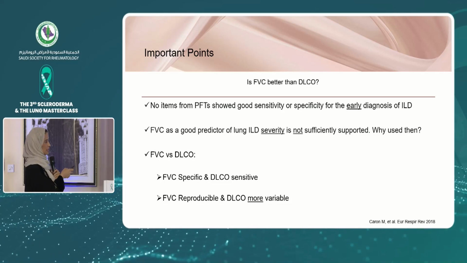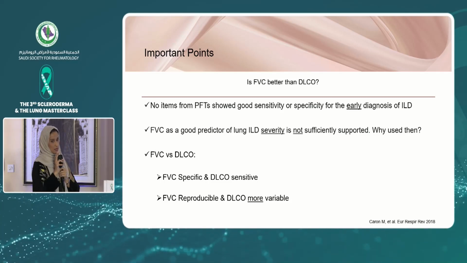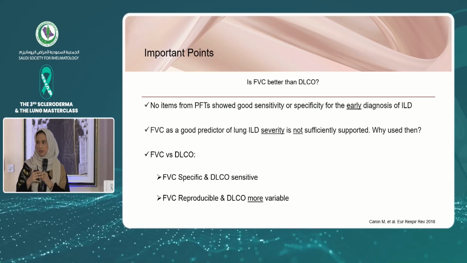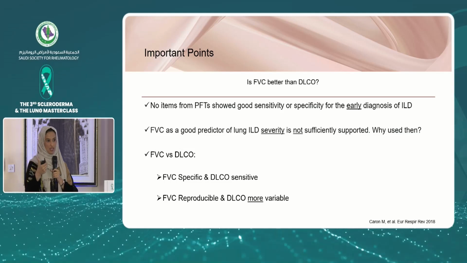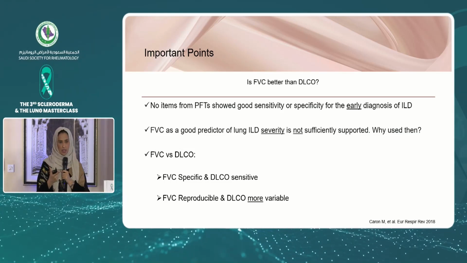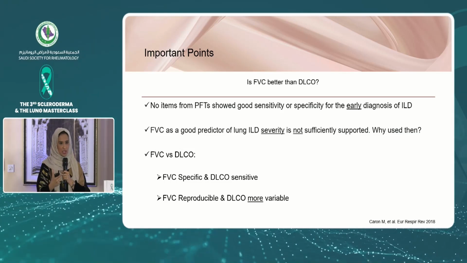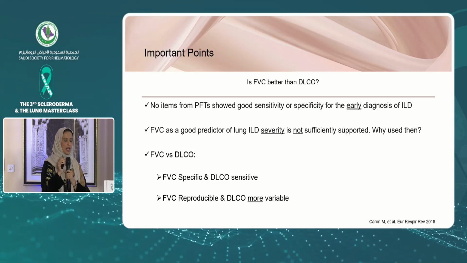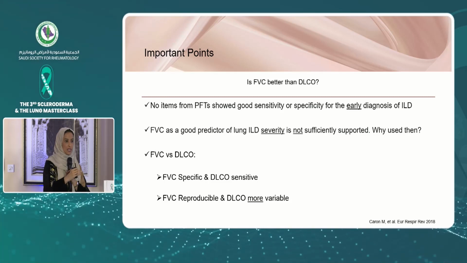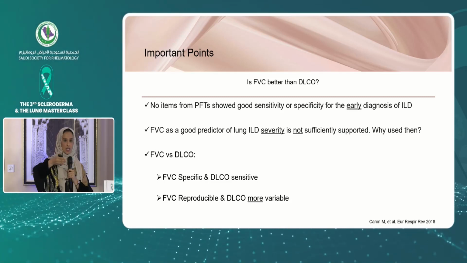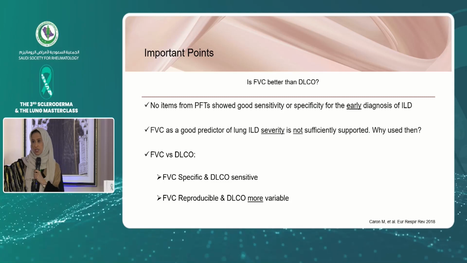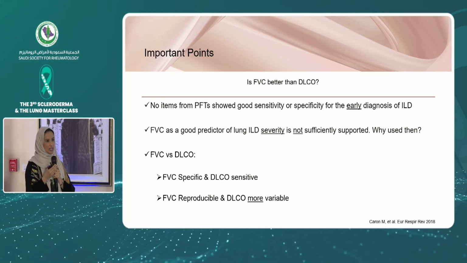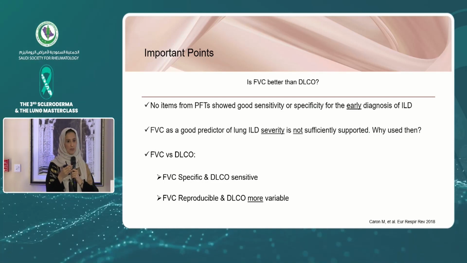Secondly, FVC as a good predictor of ILD severity is not sufficiently supported. So why is it still being used? As I mentioned, because of IPF trials. Secondly, there are no validation tests done. The SLS, indeed, they have what we call perceived validation of FVC. And since then, the majority of the trials used FVC, not the TLC or DLCO. This is an overestimation of the utility of FVC.